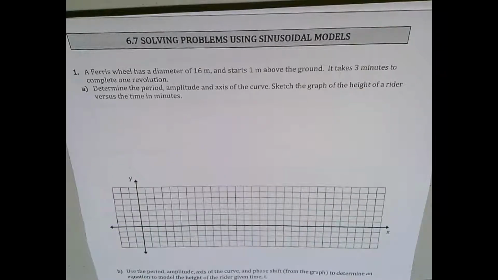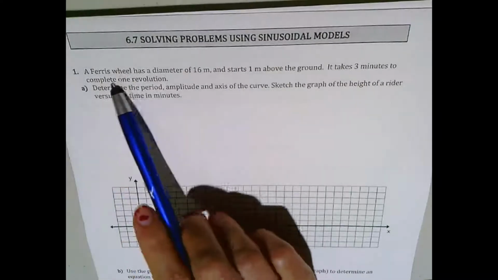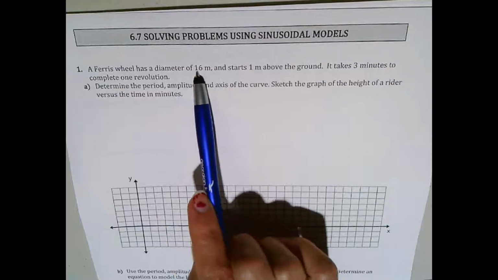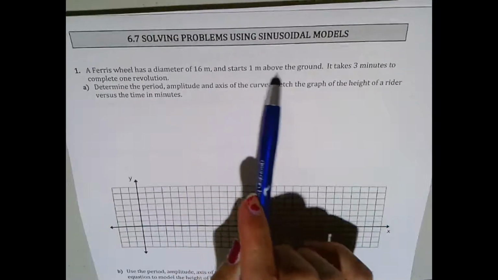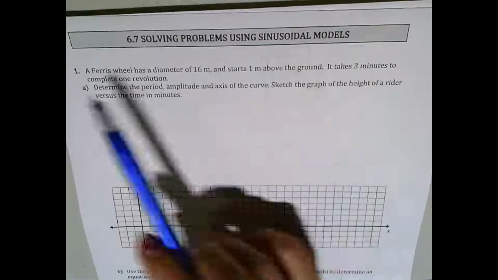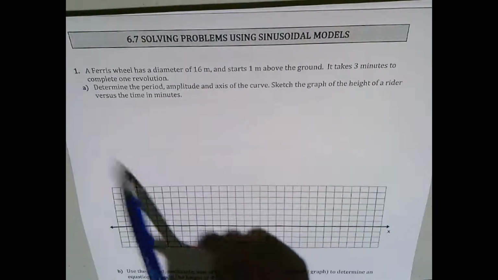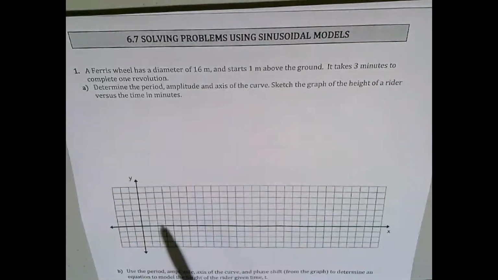Okay, today we're talking about problems using sinusoidal models, and the most popular one is the Ferris wheel. So in this case, a Ferris wheel has a diameter of 16 meters and starts 1 meter above the ground. It takes 3 minutes to complete one revolution. So this is all the information that we were given.